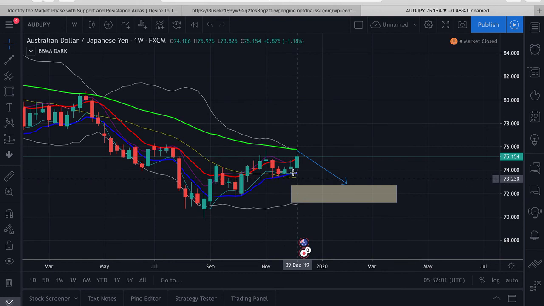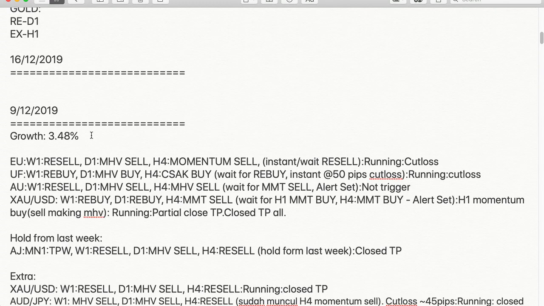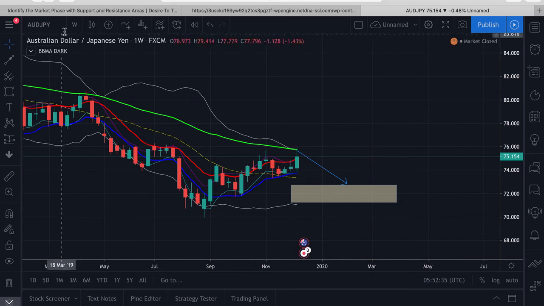Okay, so for us, AJ is going to be, let me write here, AJ. Monthly is TP wajib, right? So after TP wajib, you know, you need to do a MHV. Then weekly would be MHV sell. Okay, daily and H4.